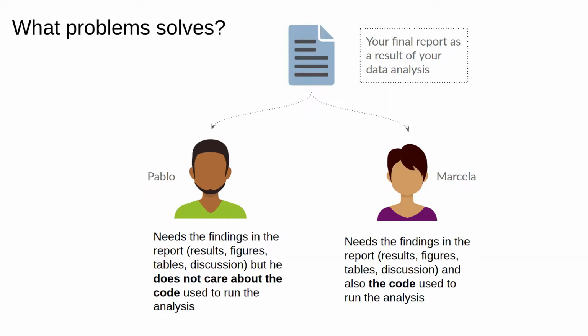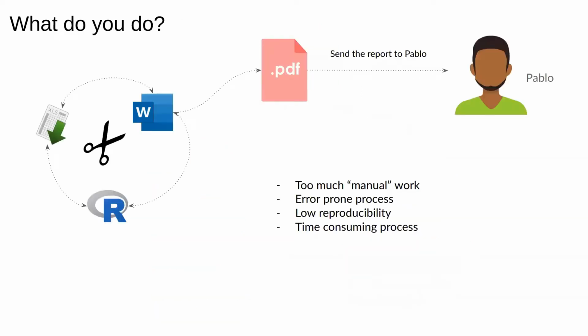So what do you do? Probably you have this workflow where you have your work in R, you have your data files, and you have a text editor where you are copying and pasting the results from R to that text editor. And at the end, you create an output as a PDF file, and that's the one that you are going to send to Pablo. But this is too much manual work.